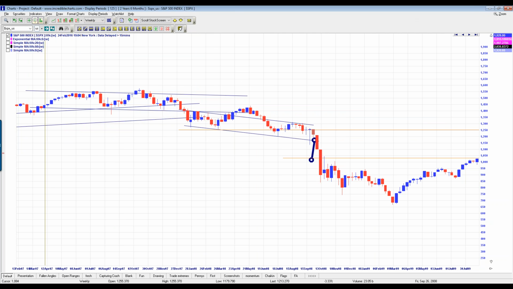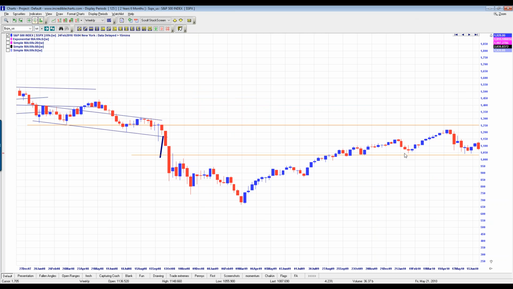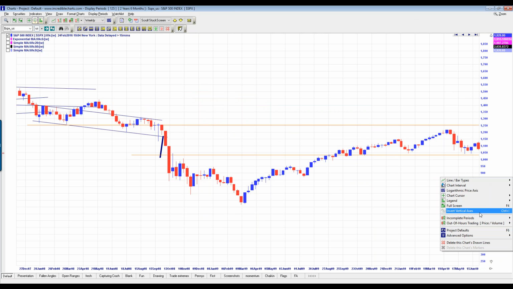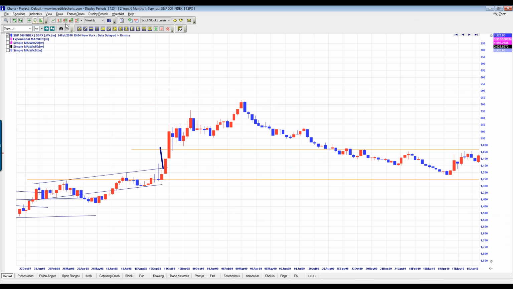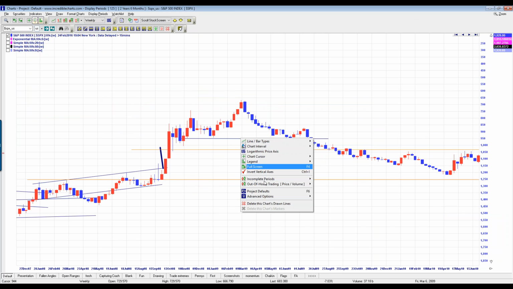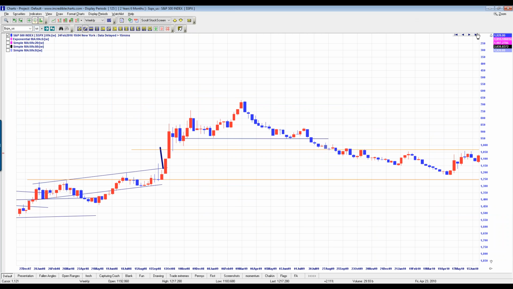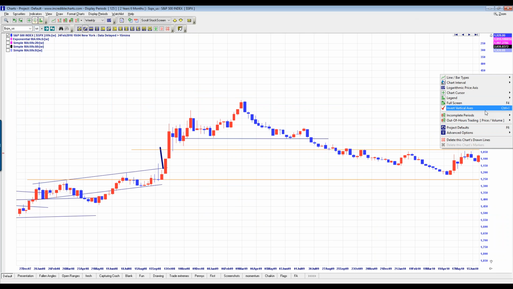We rallied, dropped beneath it, rallied up, tested it. And then what you might notice, if I flip the chart upside down, you may notice the actual head and shoulder pattern once more, which was then the bottom of the market. So when we reversed, we had an inverse head and shoulder.